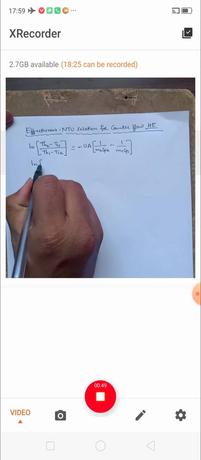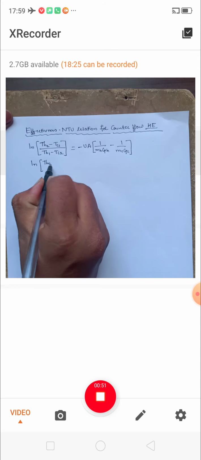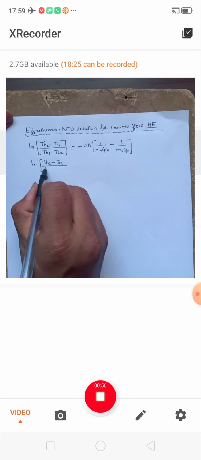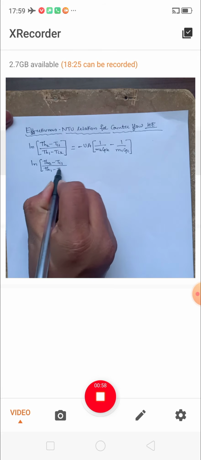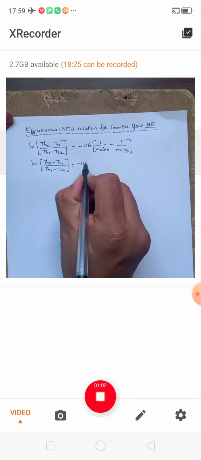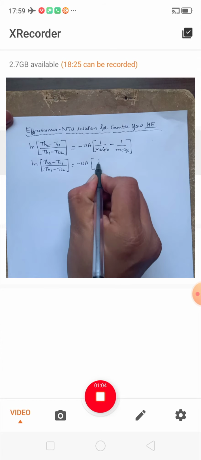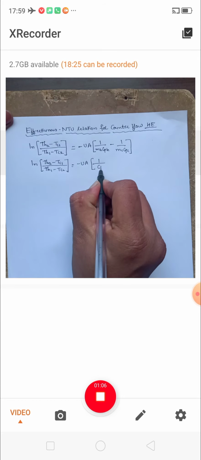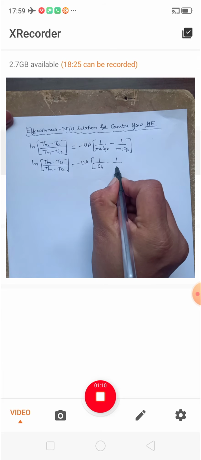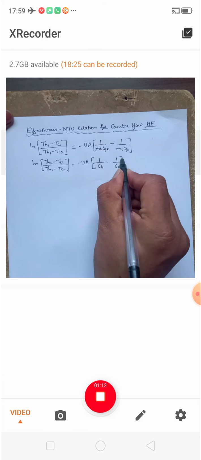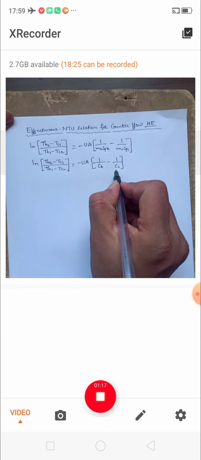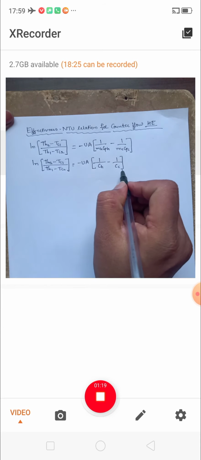So already we know that MH into CPH is given by CH. Let me write here this equation as it is: minus U into A, whereas 1 divided by MH into CPH is given by CH, minus 1 divided by MC into CPC is given by CC, where CH is the capacity rate of the hot fluid, and CC is the capacity rate of the cold fluid.